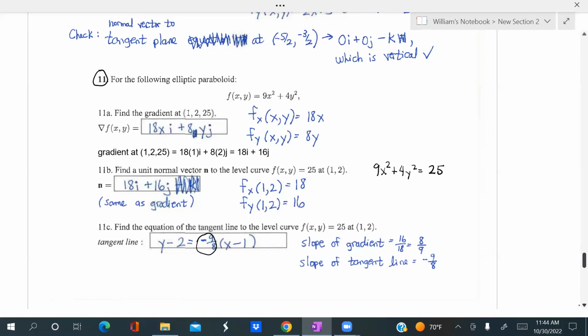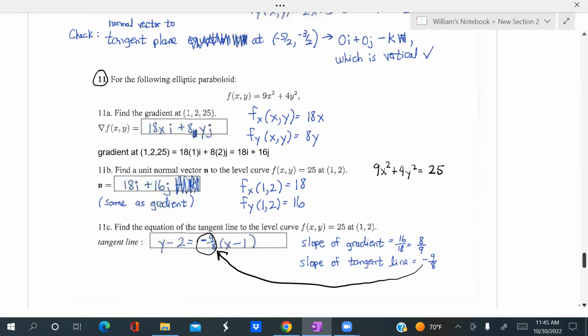But then the slope of the tangent line is going to be the negative reciprocal of that. So if you take the negative reciprocal of 8/9, you get minus 9/8. So the slope of the tangent line has got to be minus 9/8, since the tangent line and the gradient vector have to be perpendicular to one another. So the slope of my tangent line is minus 9/8.